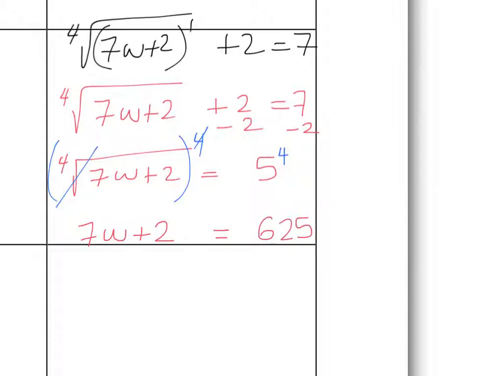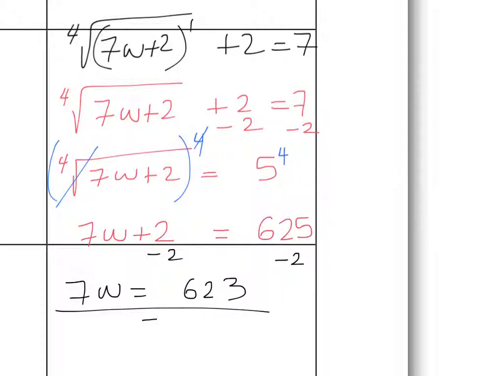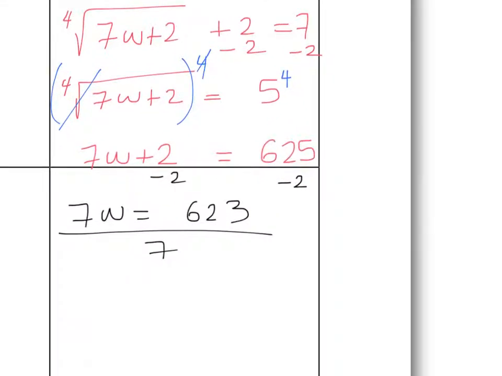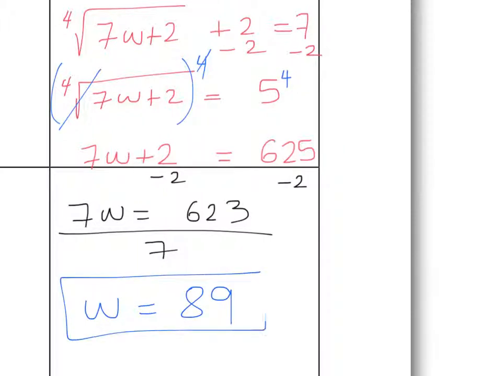Remember, you're not allowed to use a calculator. And you subtract 2 from both sides, so 7w is equal to 623. Now when you divide everything by 7, because you need what w is equal to, you get that w is equal to 89. And that's going to be your final answer.